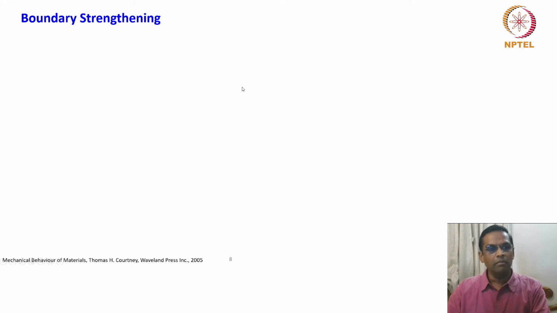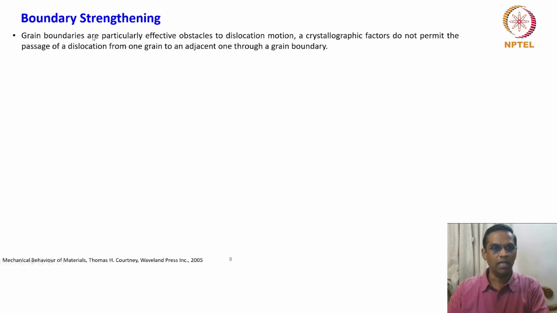The next strengthening mechanism which is important is boundary strengthening. We are now talking about obstacles for the dislocation motion. Initially we said that the obstacle could be a dislocation itself, or it could be a second phase particle, and we have also seen whether a second phase particle can be hard or soft. But now we are talking about a boundary. The boundary is a very strong obstacle for dislocation motion. So we are going to see that.